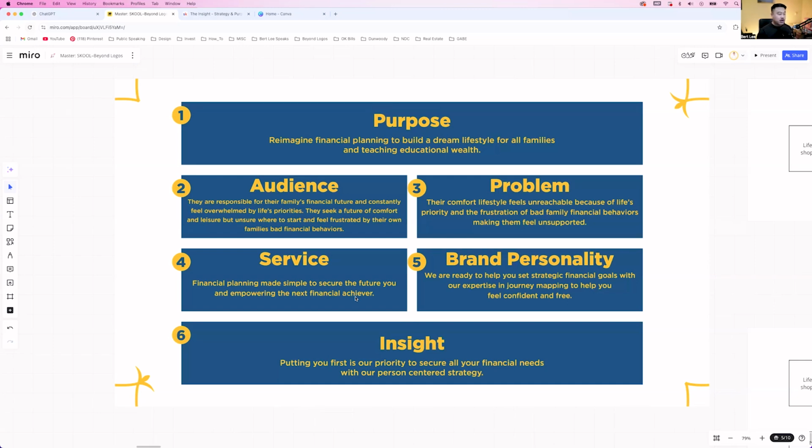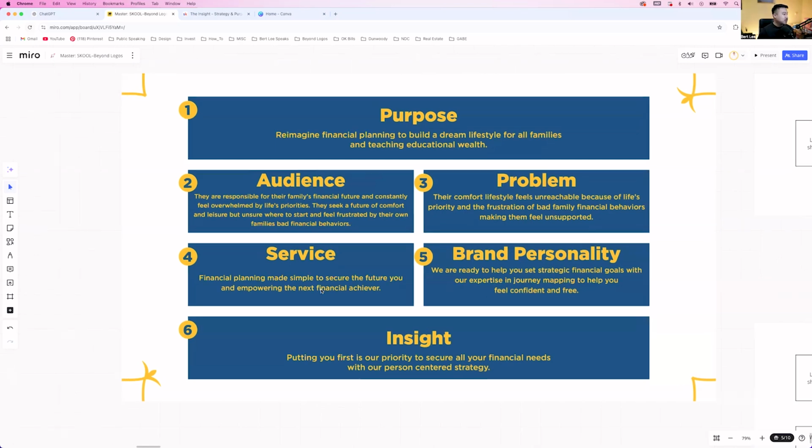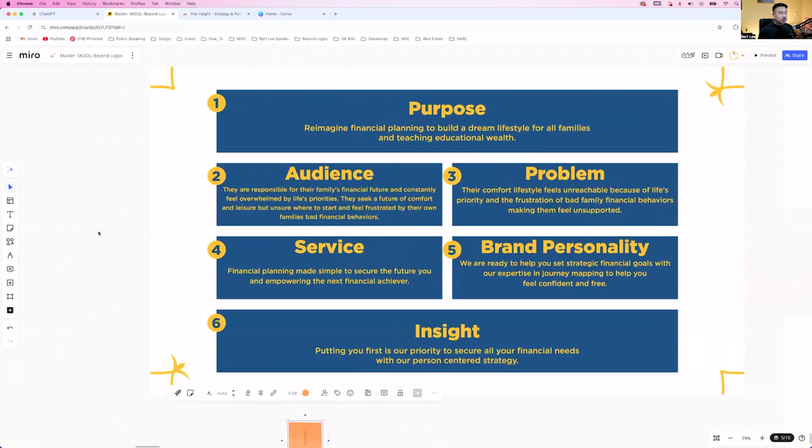So for Ganda, her insight is that putting you first is our priority to secure all your financial needs with our person-centered strategy. So with this understanding that her purpose is to teach educational wealth, her service in her business is to empower the next financial achiever, and her insight is a person-centered strategy, just those 3, once we connect the dots, we can create a lead magnet from that. Okay. So I'm going to make some quick post-it notes here. Once you have your powerful brand messaging all together, I promise you, it's going to make everything so much easier.